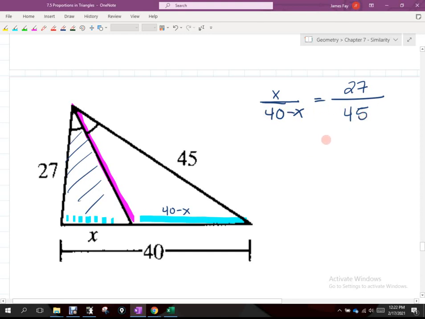Can we cross multiply these things? Okay. So 45x equals 27 times 40 minus x.